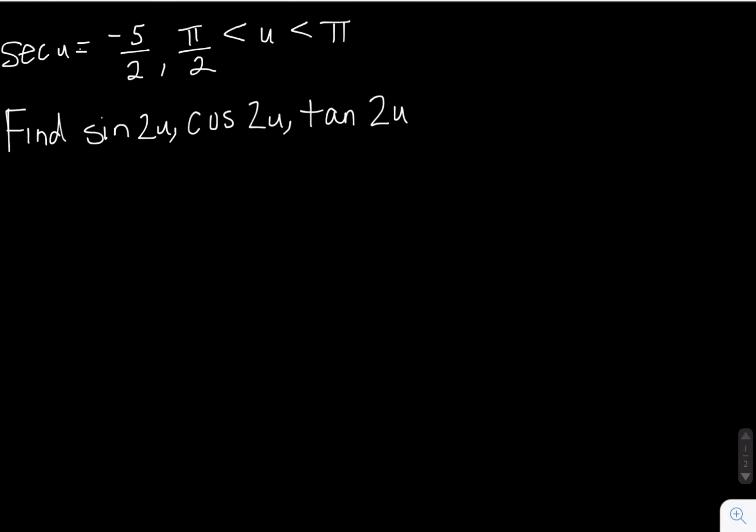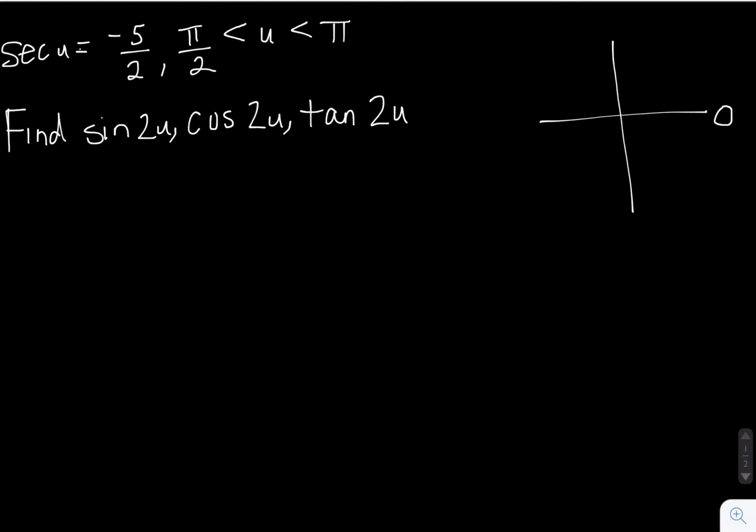Okay everyone, today we're going to be working on our double angle formulas. So let's say we're given this problem. The secant of u equals -5/2, and we're given this constraint that our angle u is between pi/2 and pi. So first step, let's find out what quadrant we're in.